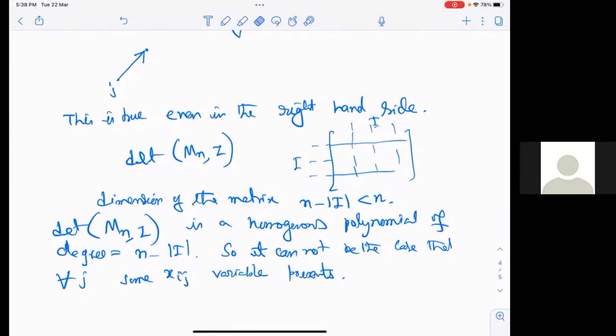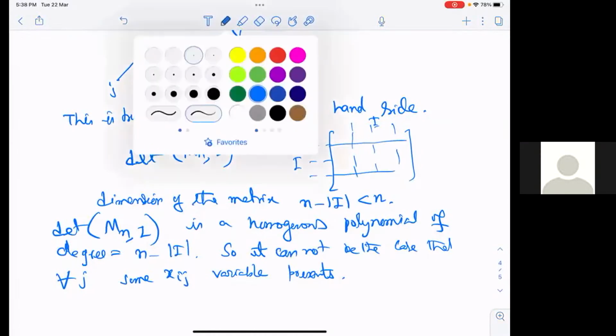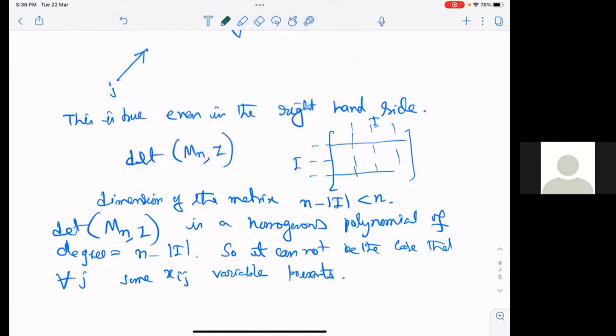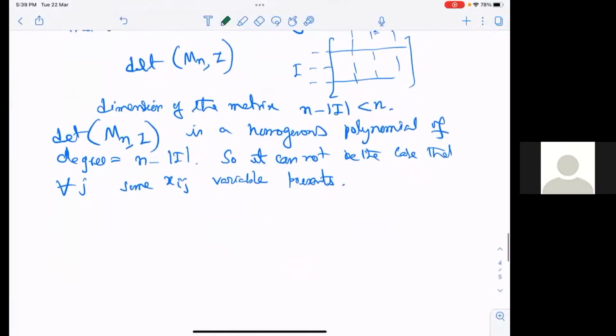So this observation will be useful, and we'll use this observation in the induction, right? Now, without loss of generality, it's symmetric. So without loss of generality, assume that the j we will work with is simply n, just to make my life simple.